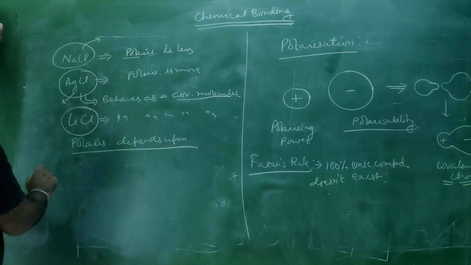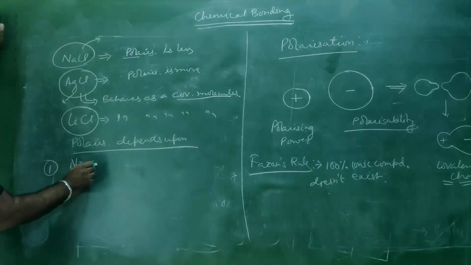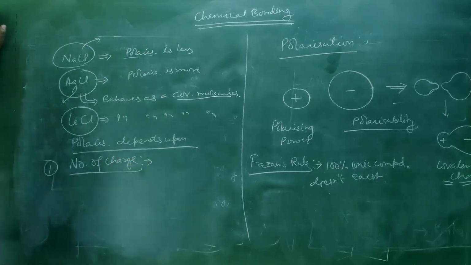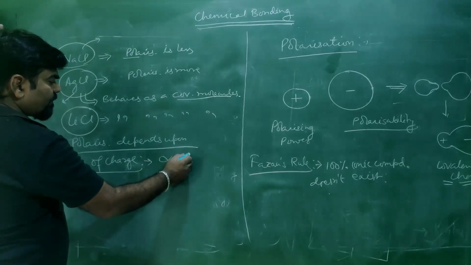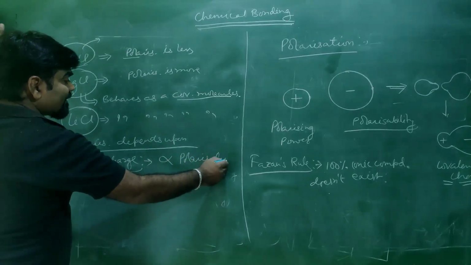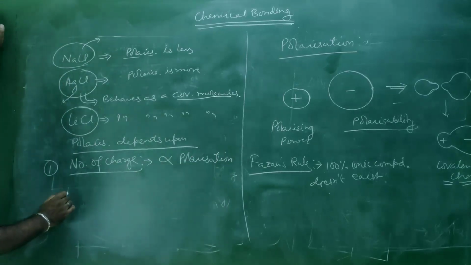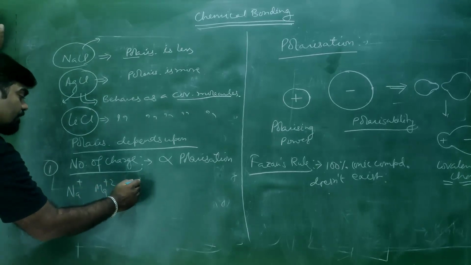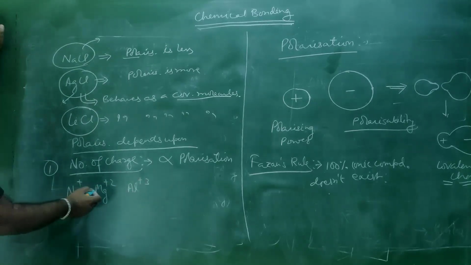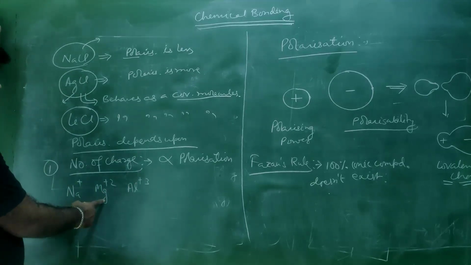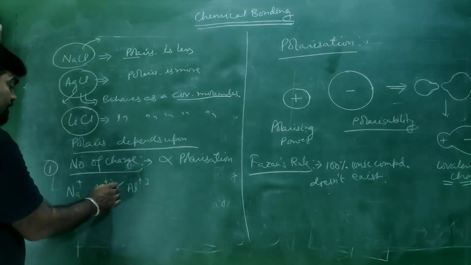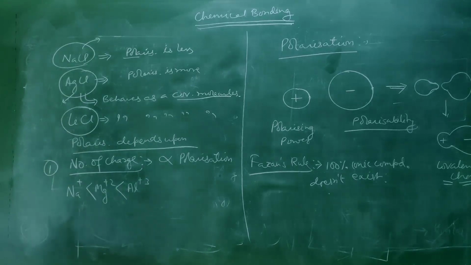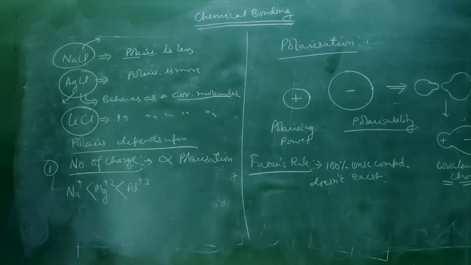Polarization depends upon the following factors. First is the number of charge, whether it is cationic or anionic. Greater the number of charge, greater will be the polarization. Suppose there is Na+, Mg2+, and Al3+. Obviously Na+ will have a smaller charge than Mg2+ and Al3+. So polarization increases in this order because the number of cationic charge increases.